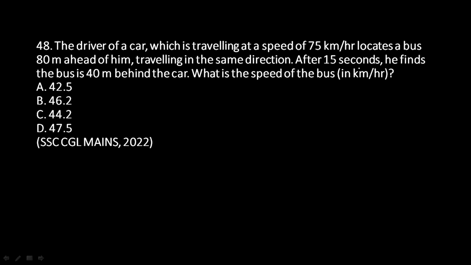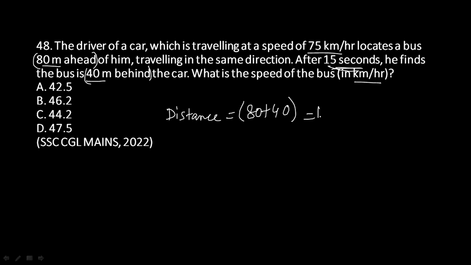This data is in 15 seconds. The answer is recorded in km per hour. Moreover, 75 km per hour is also given, and here is 80 meter and 40 meter, right? So what's the distance covered? Distance covered is 80 plus 40. In the first case it was 80 meter ahead, then it is 40 meter behind, so it will be summed up. So 120 meter is the total distance.